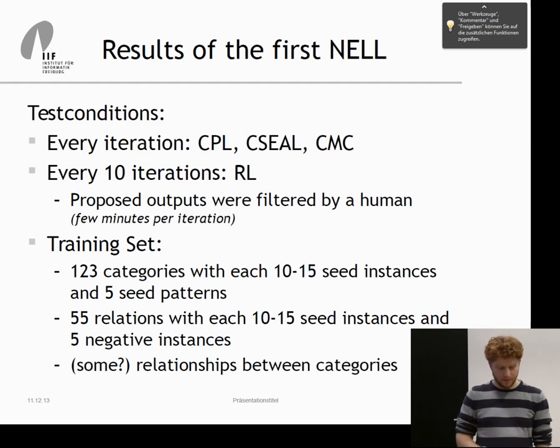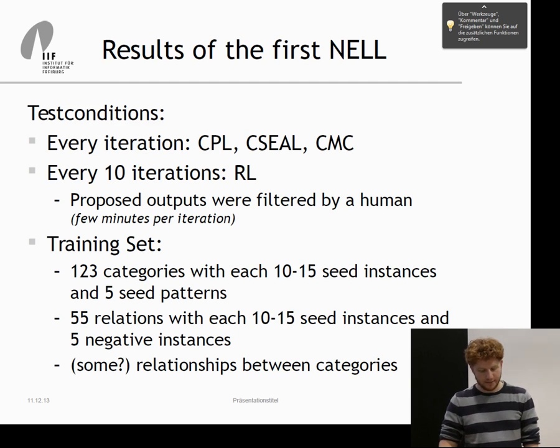In the training set, there were some categories and some seed instances and some patterns and some relations with each. Also some instances and some negative instances. In the paper it was said that there were some relationships between categories, but not how many.